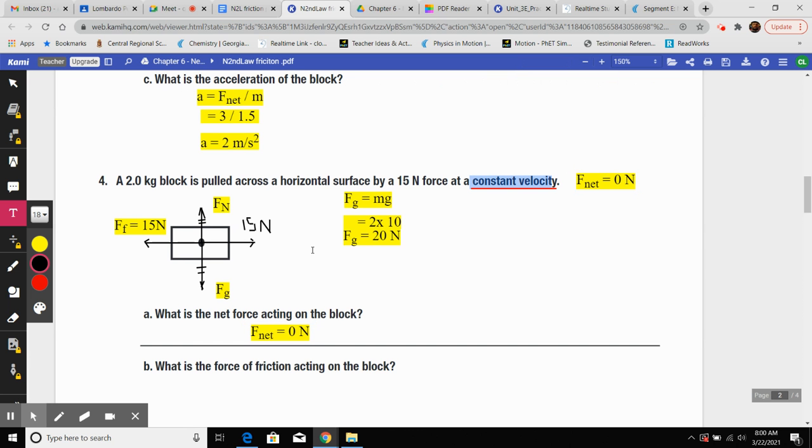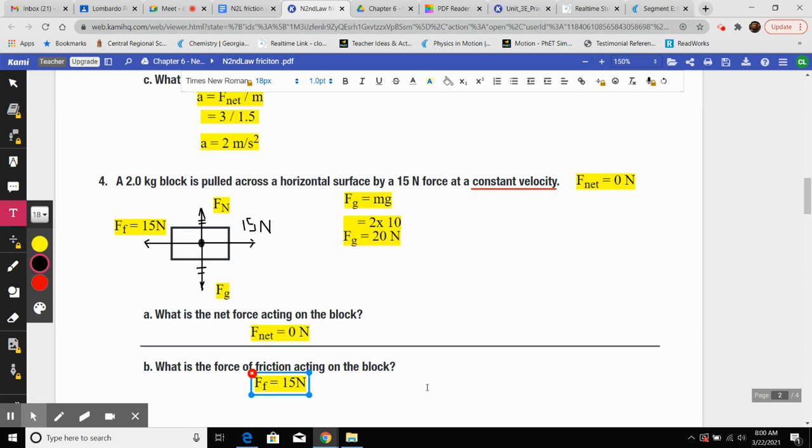So if I was pulling with 200 newtons to the right, what would the friction force be? 200. So what is the friction force here? It's 15 newtons.